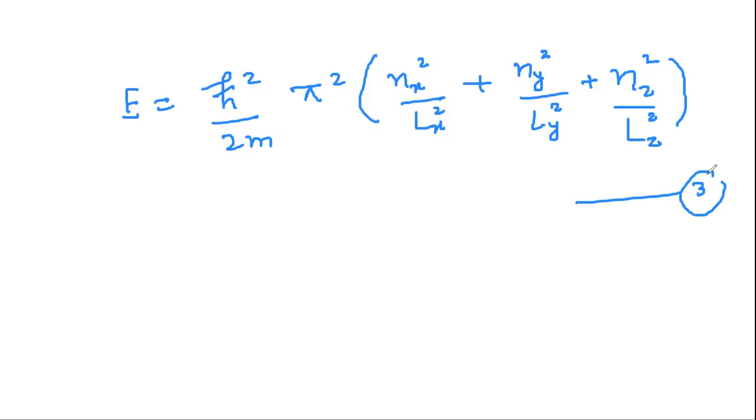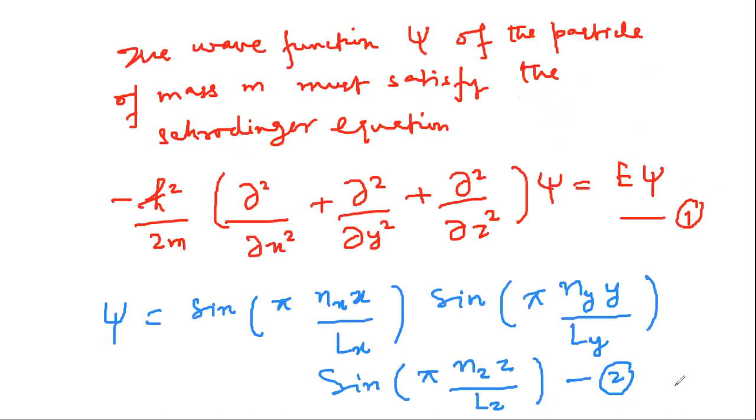H cross square by 2m, pi square times nx square over Lx square plus ny square over Ly square plus nz square over Lz square. So first we said that the quantum mechanical description of this particle is given by this scenario, which we discussed, that its wave function must satisfy this Schrodinger equation given by equation 1.